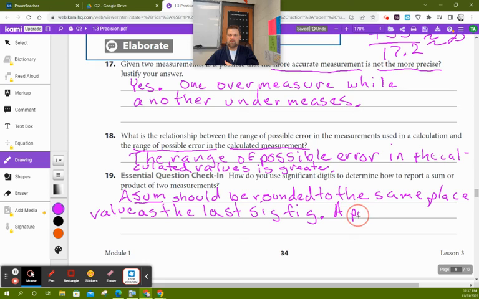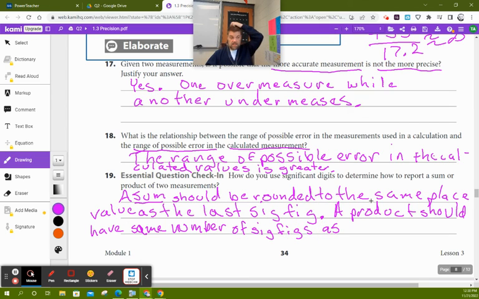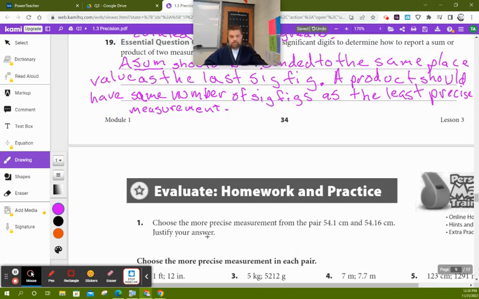A product, that means when we multiply the numbers, should have the same number of sig figs as the least precise measurement. Okay? Does that make sense to you guys?